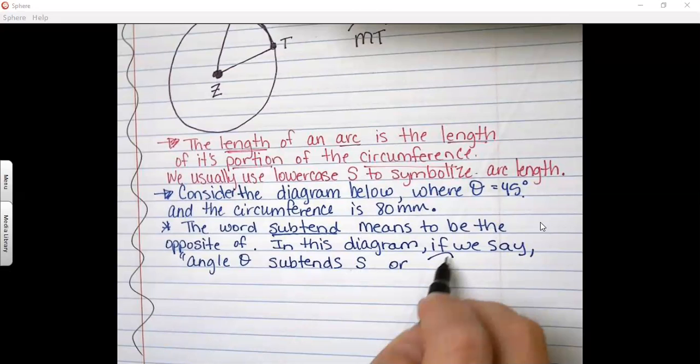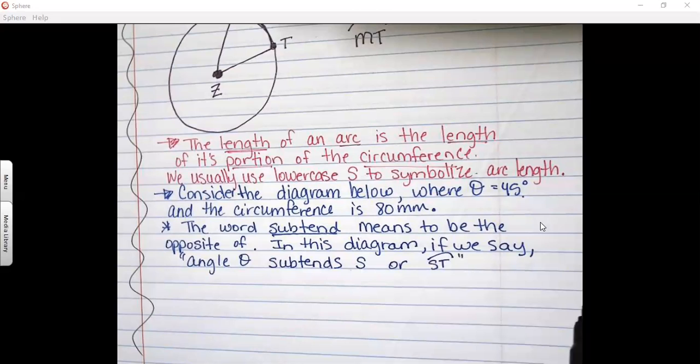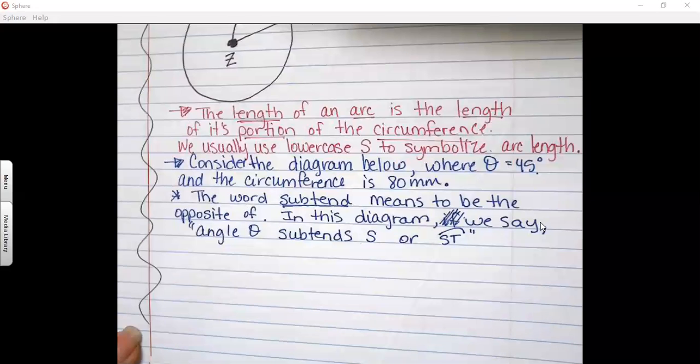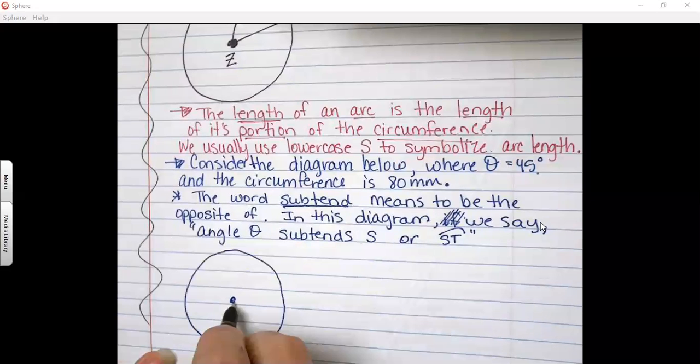I didn't mean to say "if we say." In this diagram, we say angle theta subtends S or arc ST, which we haven't drawn the circle yet, so you're like, what diagram is she talking about? So I'm going to draw a circle. I'm going to try to draw what looks like a 45-degree angle. That's my theta. I'm going to label that arc ST.